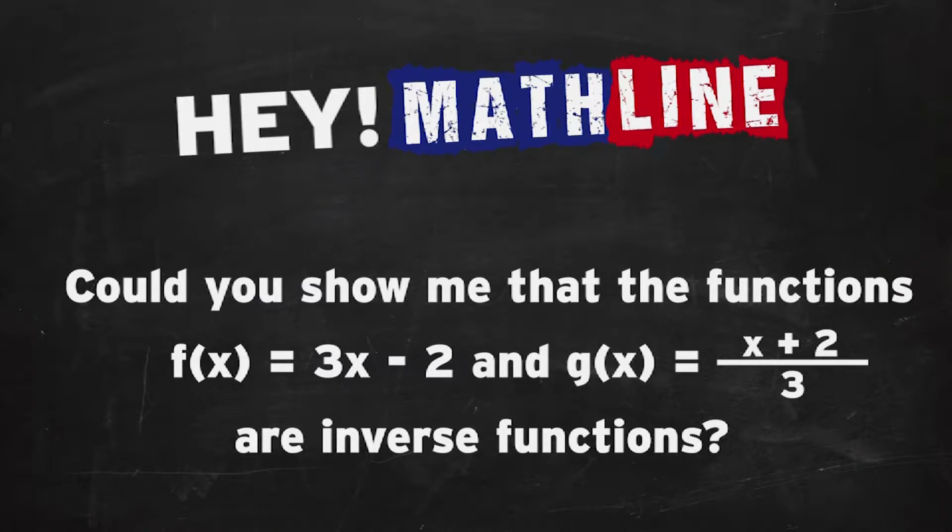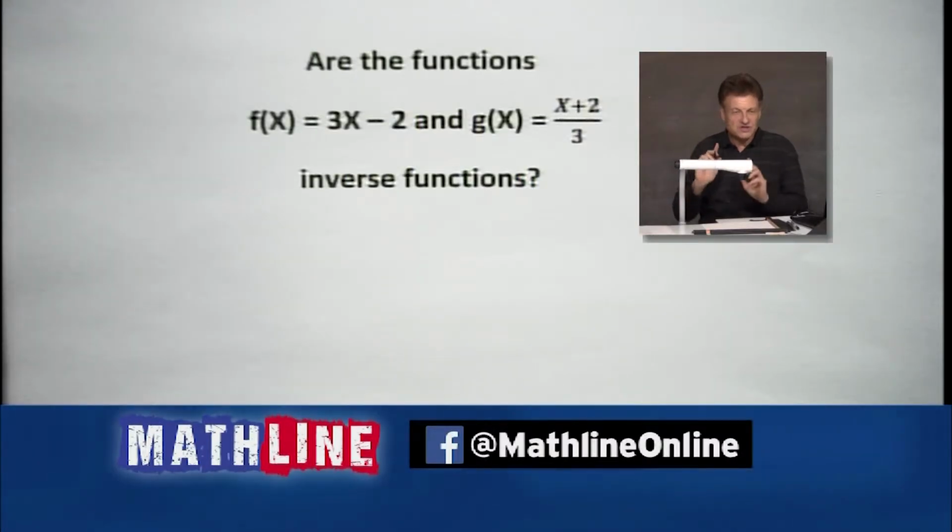We are looking at two functions, f of x to be 3x minus 2, and our other little function, g of x, is equal to x plus 2. And notice that's a quantity. That's not just x plus 2/3 or something like that. It's x plus 2 all over 3. We're going to look to see if they're inverse functions.